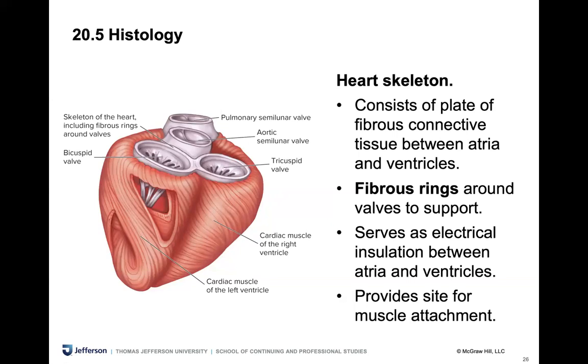If we look at the heart skeleton, it consists of a plate of fibrous connective tissue between the atria and the ventricles. These fibrous rings are around the valves for support. This is another layer of connective tissue really there to support this. The heart skeleton also serves as an electrical insulation between the atria and the ventricles as they are going to contract at separate times. The atria will contract first, the ventricles will contract second. It also provides a site for muscle attachments.